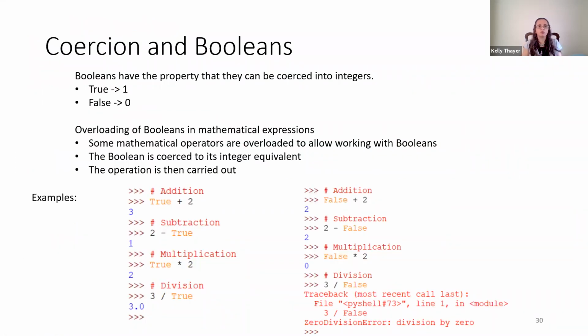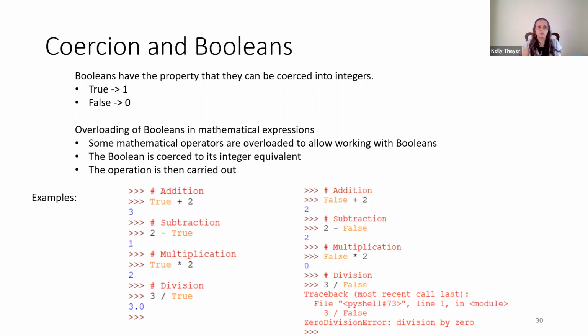Now, coercion with Booleans is going to bring out some of those unusual things that may happen when you try to do coercion with Booleans. This is an example of where coercion may not be as helpful as it might sound. Booleans have associated integers with them. So true can be coerced into 1 and false can be coerced into 0. So overloading of Booleans in mathematical expressions is allowed. Some mathematical operators are overloaded to allow working with Booleans.